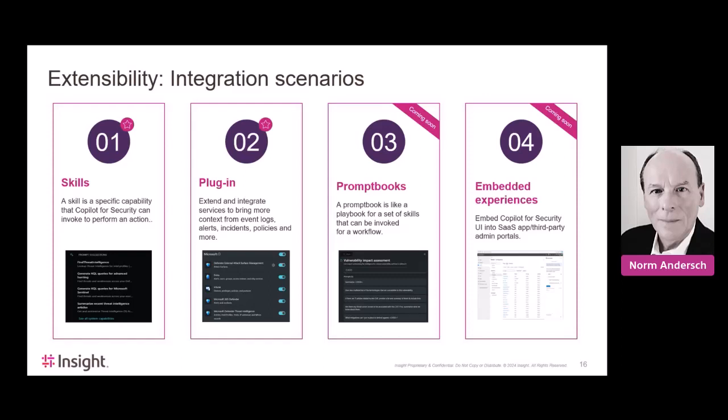Now, prompt books, on the other hand, are a collection of plugin skills. So each one is building on each one. Skills feed into plugins, plugin skills feed into prompt books. And what we see here is that, again, the prompt book is a collection of plugin skills that can be executed in sequence or in parallel to achieve a specific security goal or task. For example, you can create a prompt book for incident response that includes plugin skills for alert triage, investigation, containment, and recovery. Prompt books are a collection of plugin skills to be executed.